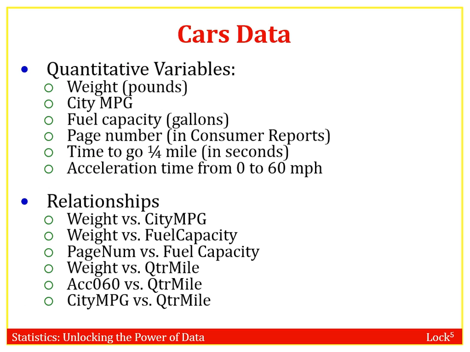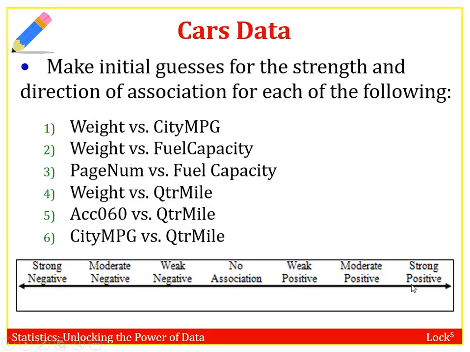So at the top here, we have some quantitative variables. At the bottom, we have some possible ways we could pair these up. We could take a look at the weight of a car versus the miles per gallon in the city, the weight of the car versus fuel capacity, or the page in Consumer Reports compared to the fuel capacity, or the weight versus a quarter mile, or acceleration from 0 to 60 versus a quarter mile, or miles per gallon in the city versus a quarter mile.